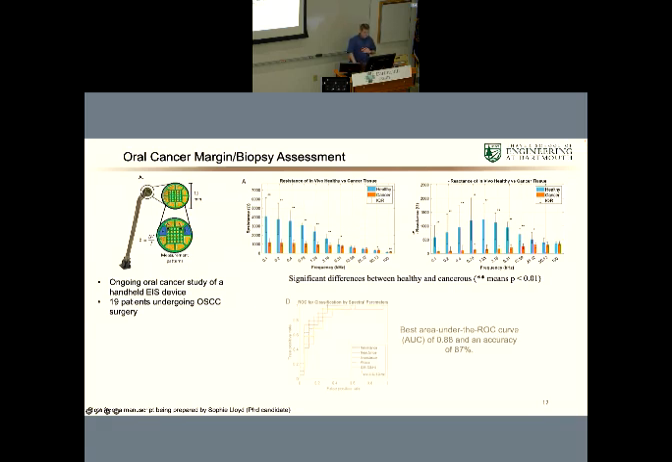And we're getting pretty good ROCs for that. So it's, again, another promising application of EIS. And so our AUC is at 0.88, accuracy is at 87%.